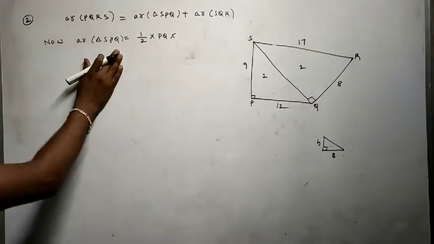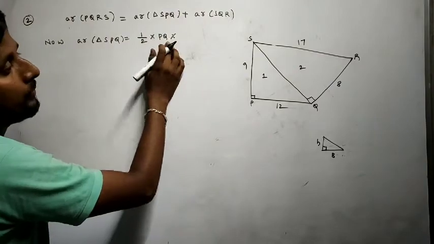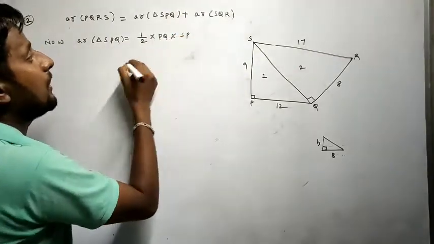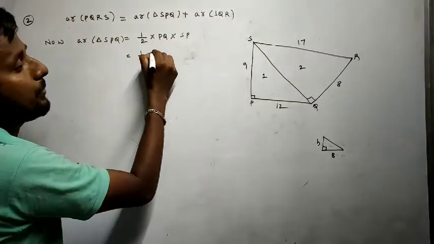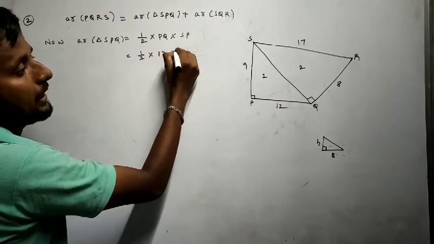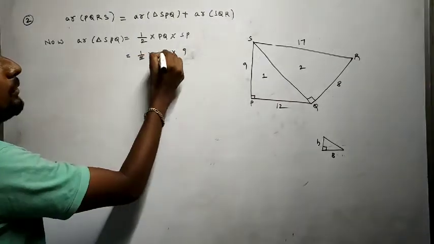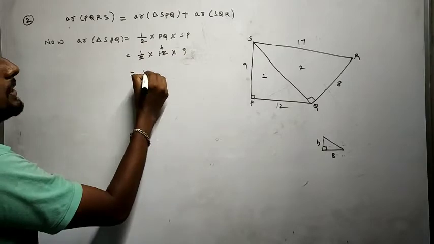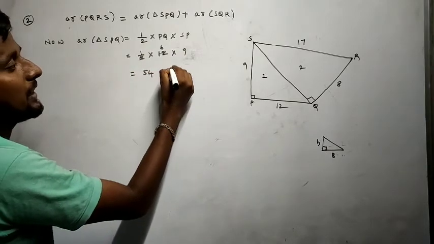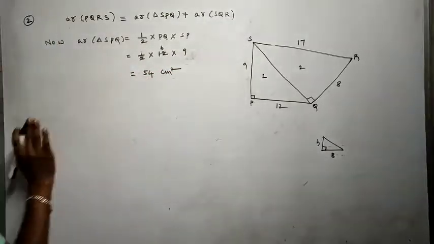Area of SPQ is equal to half PQ into SP, right? Now half PQ value is 12 and SP value is 9. Look, 6 9s are 54, and the unit given is centimeter. So for the area, we'll write 54 centimeter square.